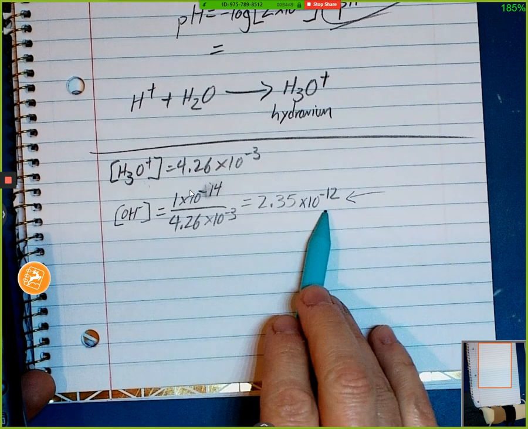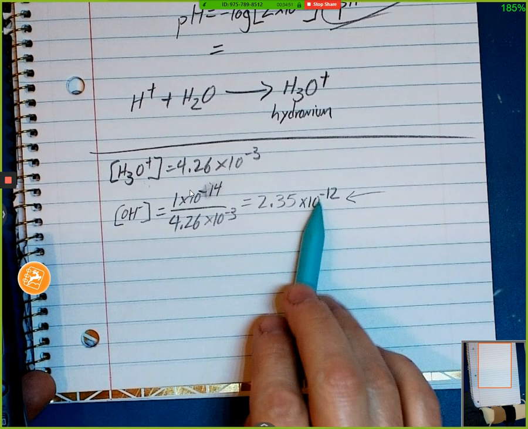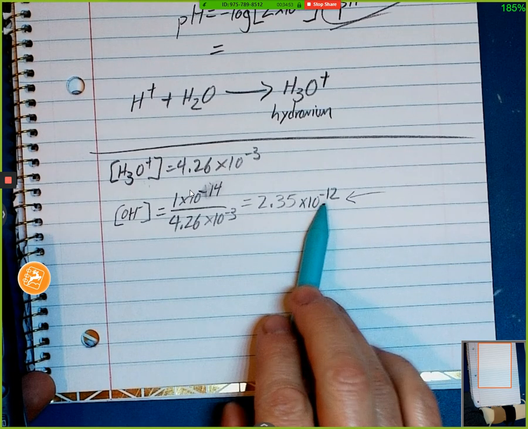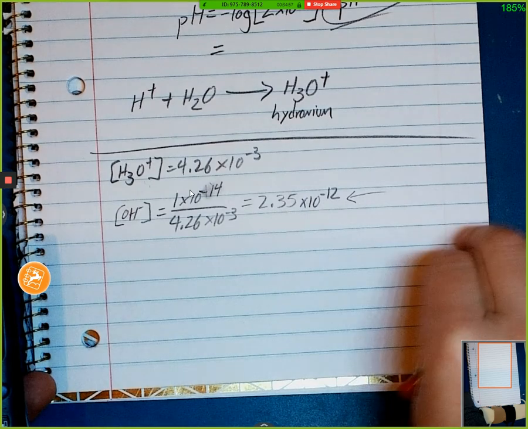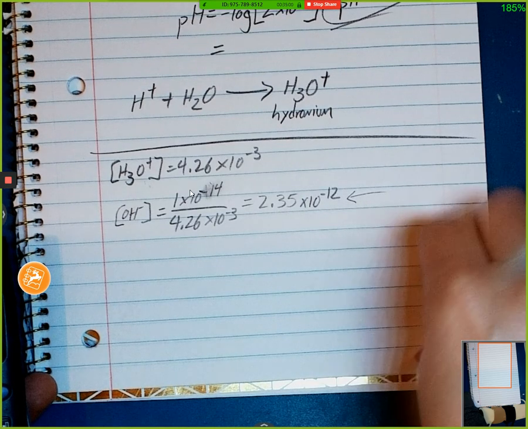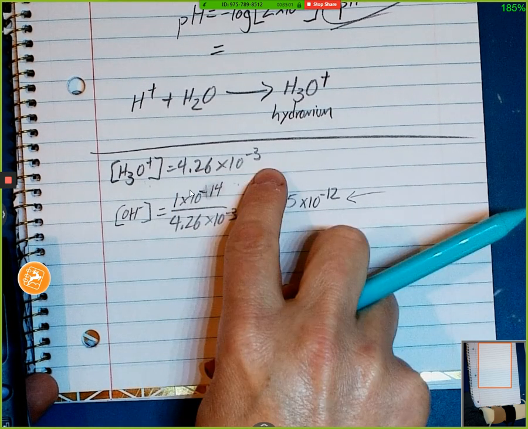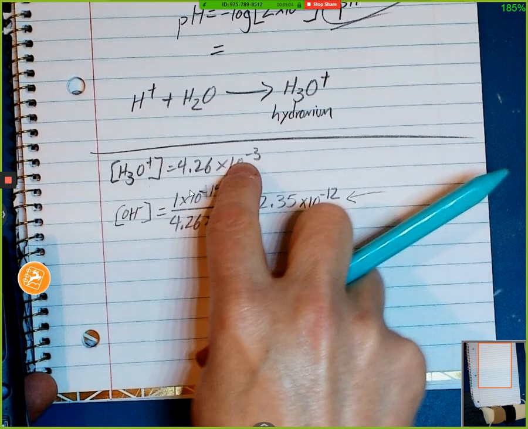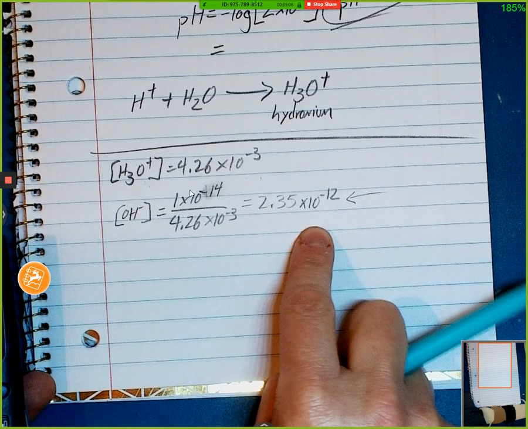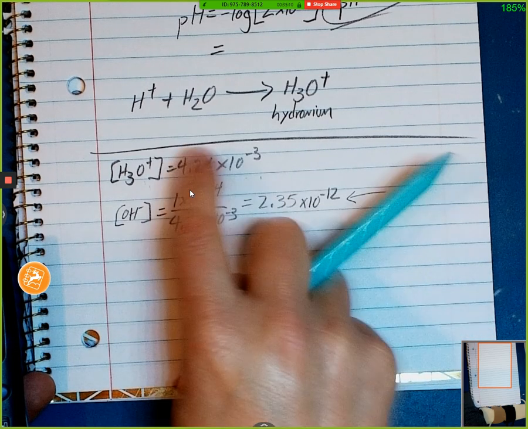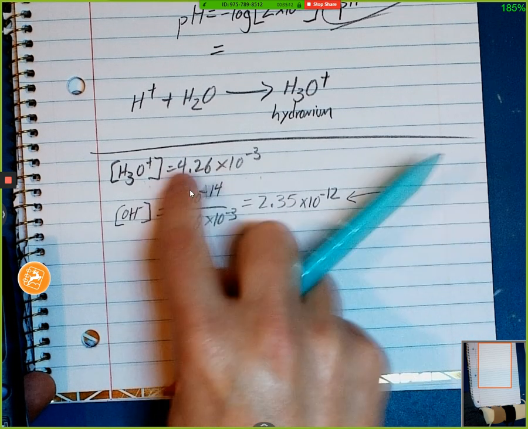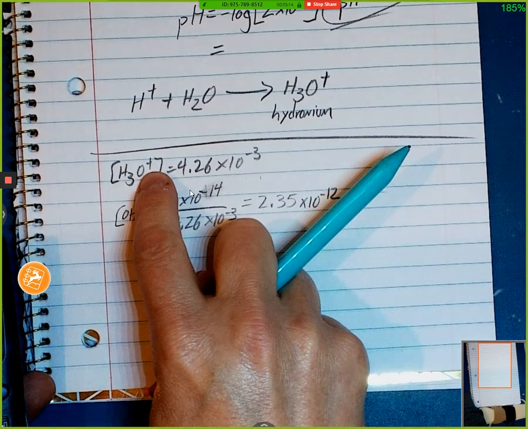But this is a negative exponent, which means that this thing right here goes all the way out to 12 decimal places before it starts having any value. This one only has to go out to like 3. So this is a much bigger number than this one here, which again lends credence to our guess that this substance is going to be an acid, because the hydronium concentration is a lot higher than the hydroxide.